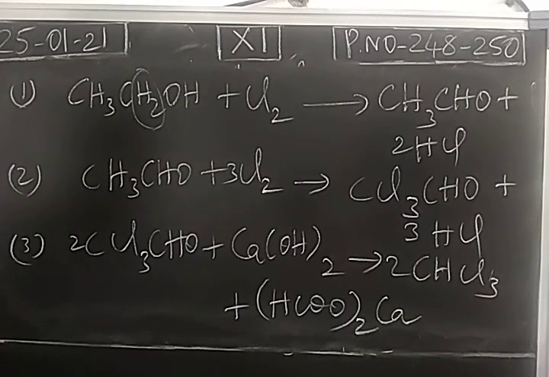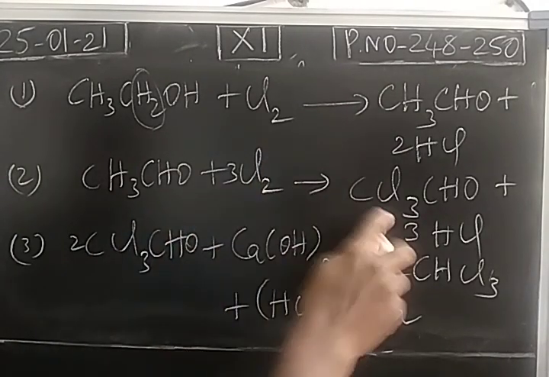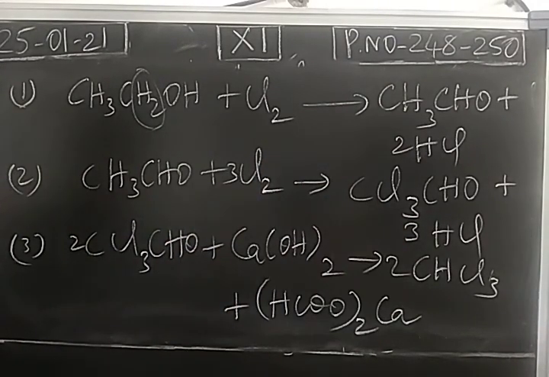First, removal of hydrogen is an oxidation process to get acetaldehyde. Acetaldehyde is chlorinated to get trichloroacetaldehyde. Trichloroacetaldehyde is hydrolyzed using calcium hydroxide. We get chloroform with the liberation of calcium formate salt.